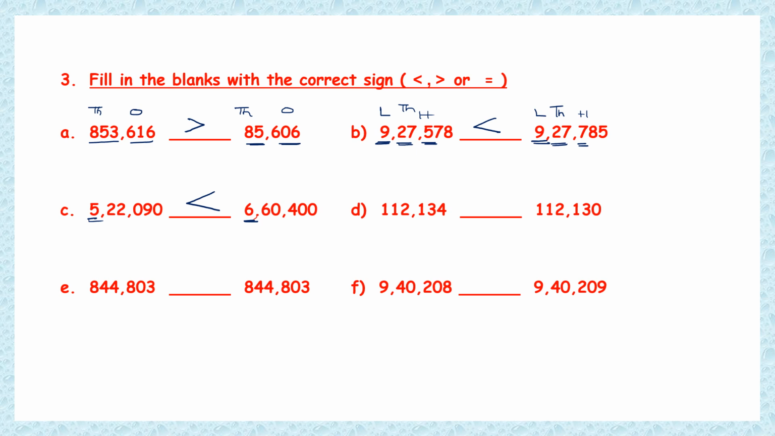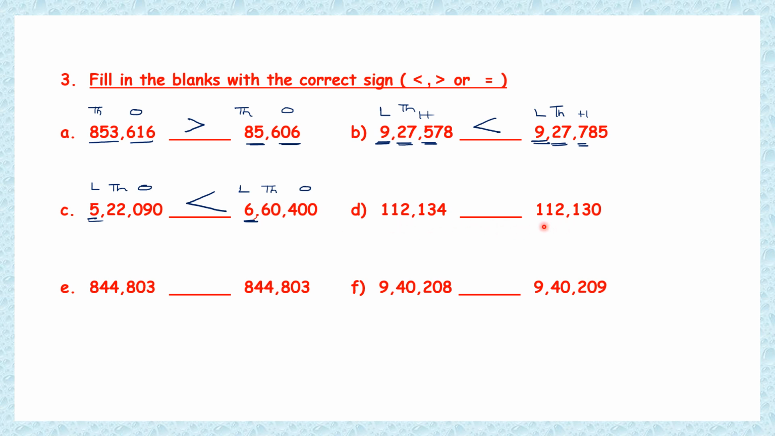So this sign opens towards the bigger number. Let's read this number and see. So the period is lakh, then we have thousand and we have the ones period. Here also lakh, thousands and the ones period. So let's read 5,22,090, 6,60,400. So 6,60,400 is greater than 5,22,090. Now let's go to the next number.